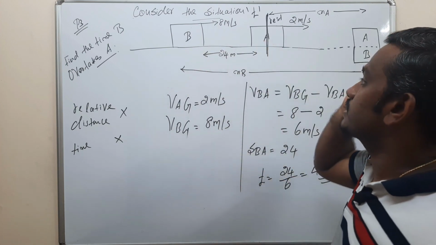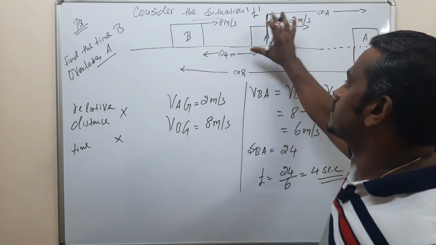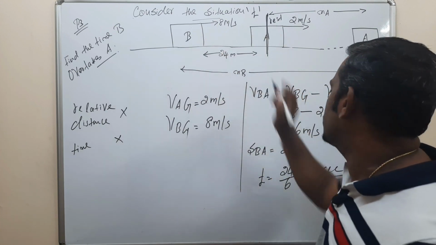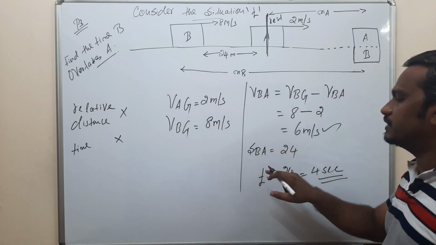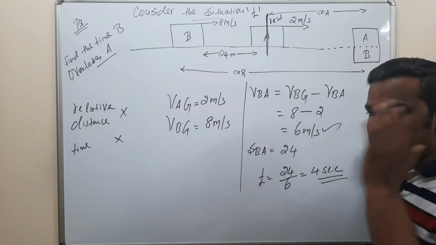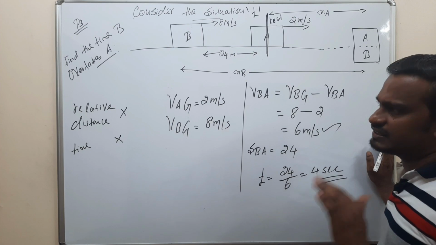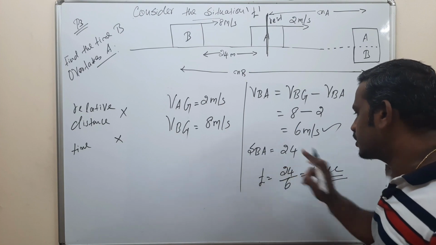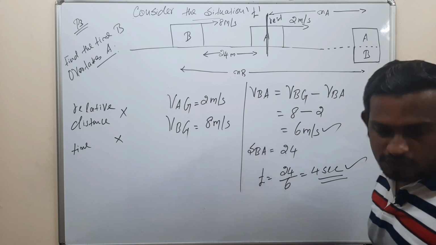So the relative velocity concept, that is VBA. The observer is on the car A and this car is at rest. So he watches the car B and he feels that B is coming with 6 meter per second. The relative distance between B and A is 24 meters. You have to keep in mind that the relative distance between two bodies does not change when the frame of reference changes. So SBA is equal to 24. So T is equal to 24 by 6, that is equal to 4 seconds.